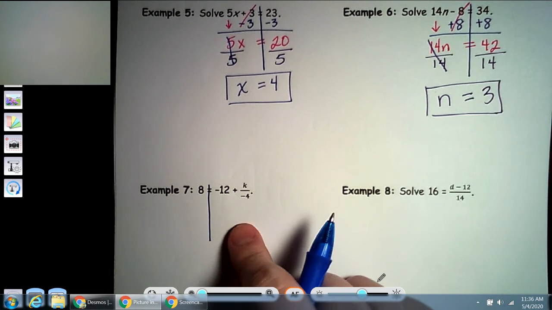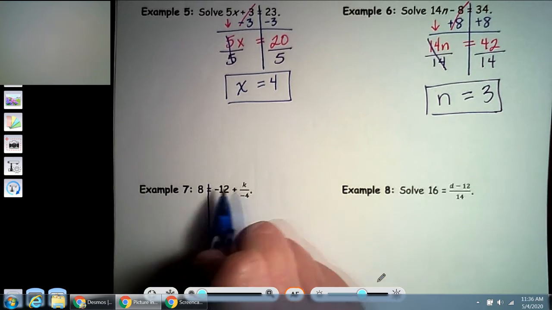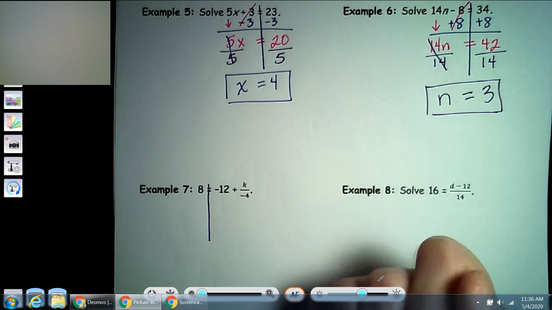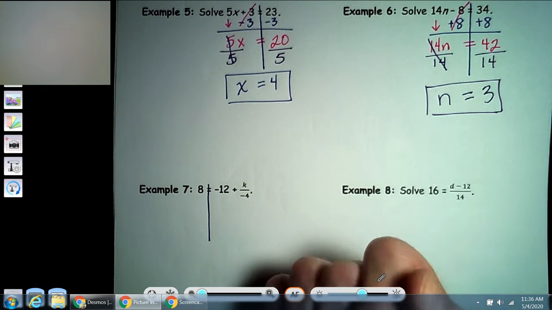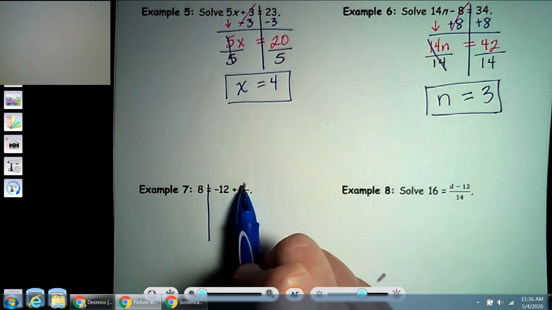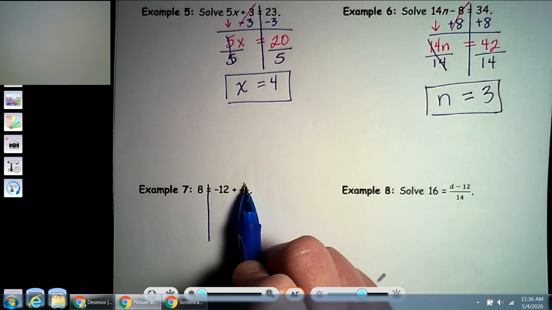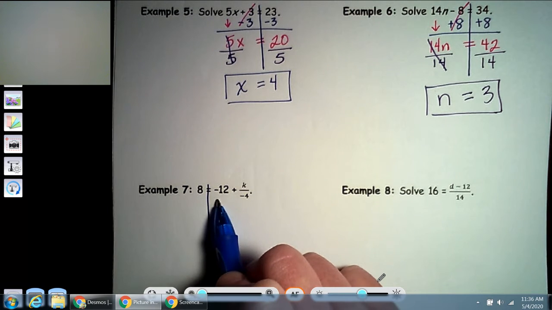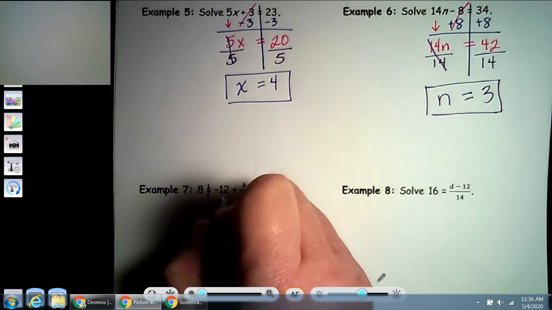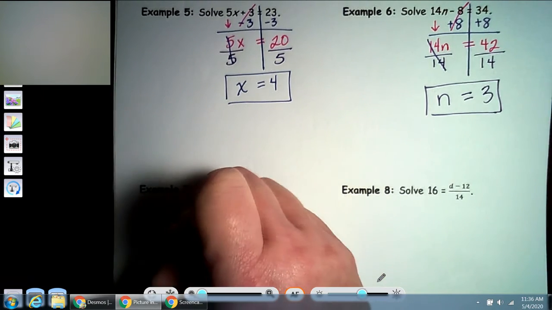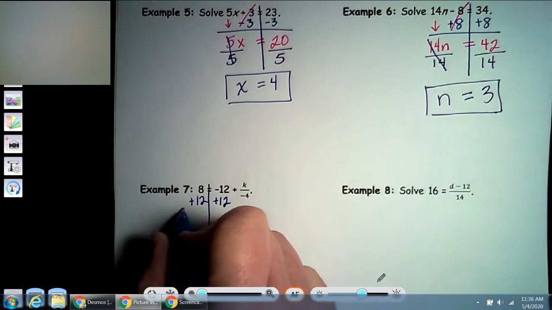This problem is a little bit different because so far our variables have always been on the left side, but they're not always going to be on the left, and honestly, it doesn't matter which side they're on. So k is what I want to isolate. It's my variable. I want to get it by itself. Don't worry about this fraction right now. The first thing I need to get rid of is this minus 12. Since it's subtracting, it's negative, I'm going to add 12 to both sides.